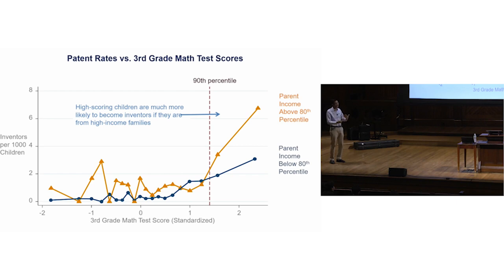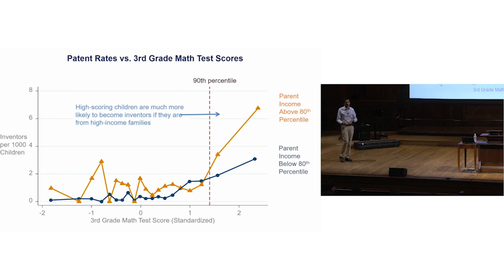To put it more starkly, this seems to suggest that in America, in order to become an inventor, you need two things. You need a high level of quantitative skills, as proxied for by your third grade math scores here, and you need to be from a rich family.